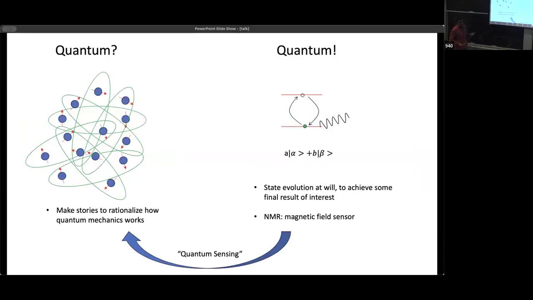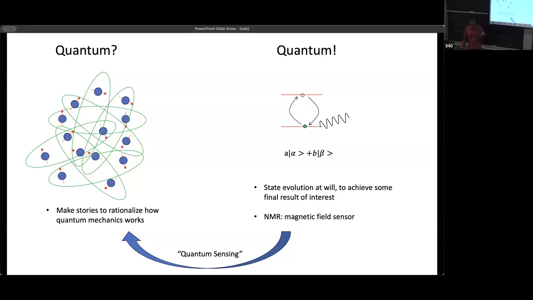Then I started to ask myself, what is this quantum thing? People poo-pooed my superconductor, but my superconductor was as quantum as anything anybody did. We use quantum mechanics on a daily basis. I never heard of a classical solid in my life. We rationalize how quantum mechanics works to understand the properties of solids. So I started asking myself, what is this new quantum? What is this quantum information science?